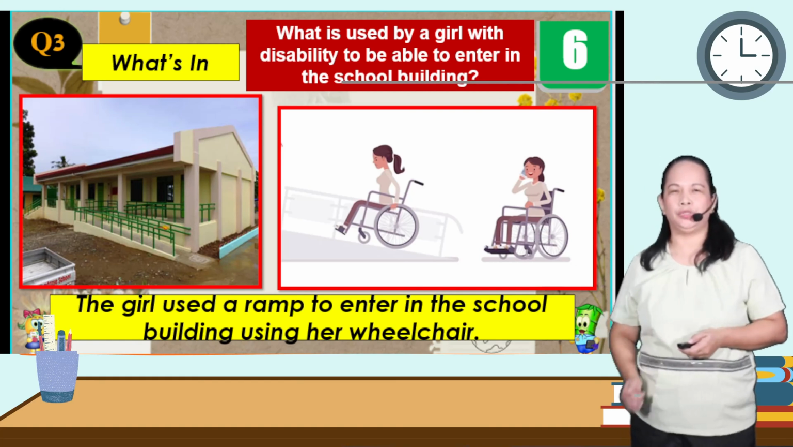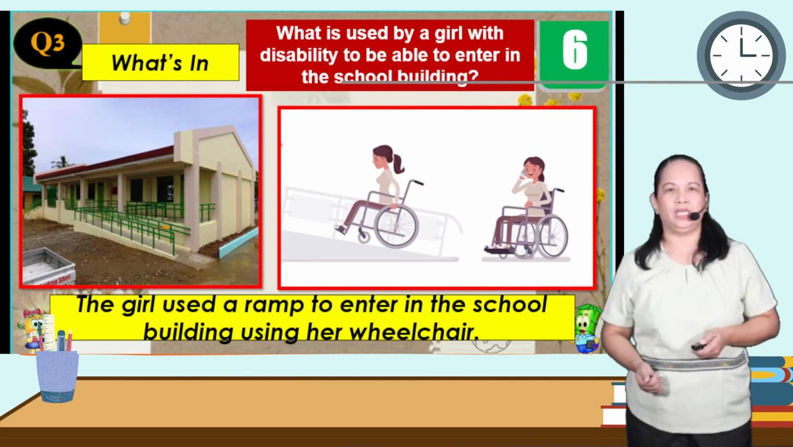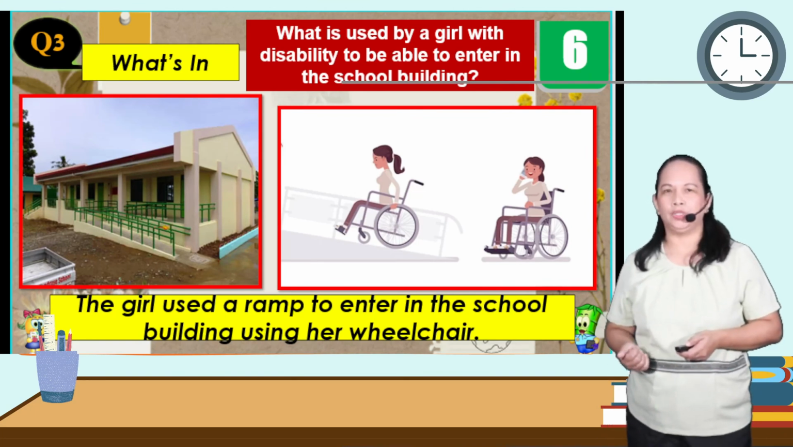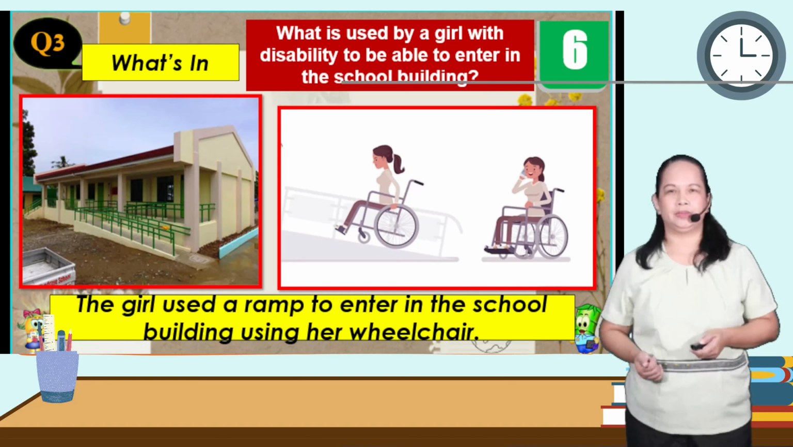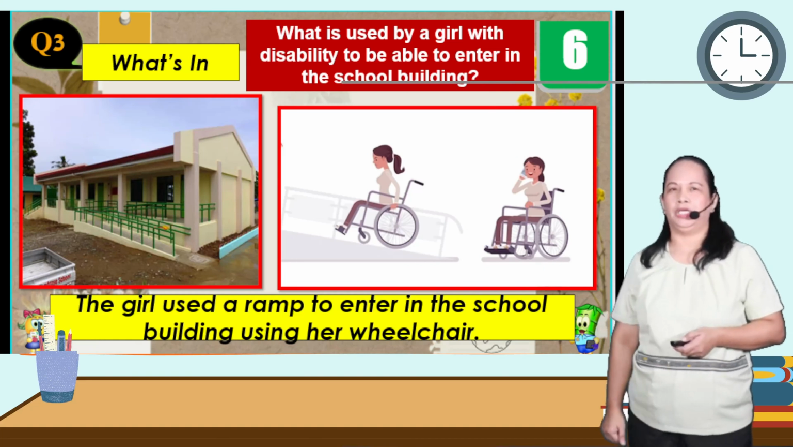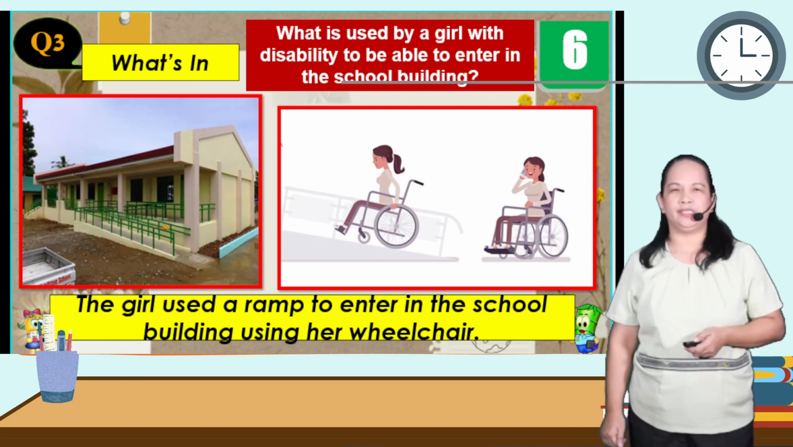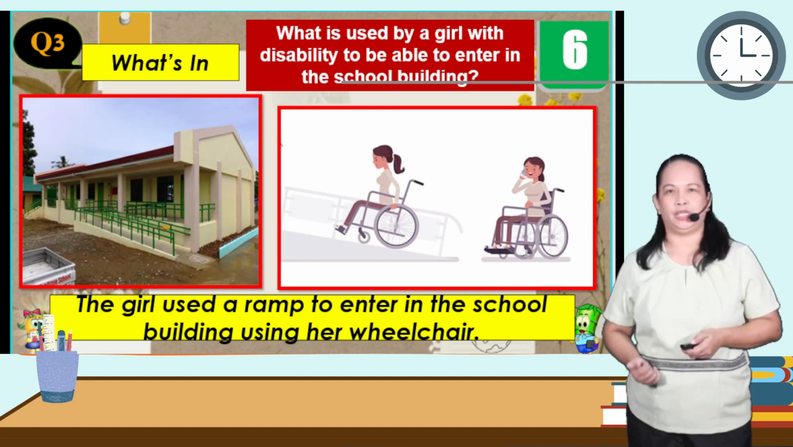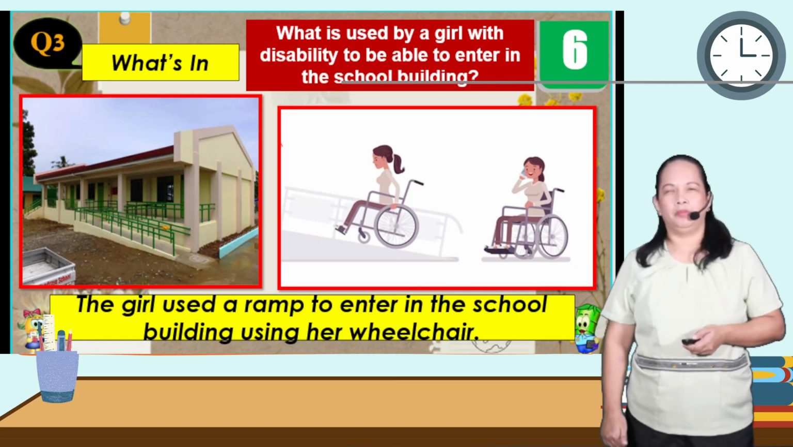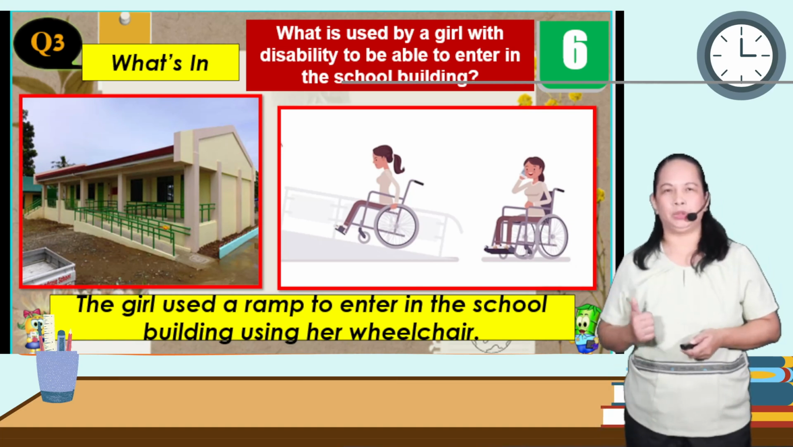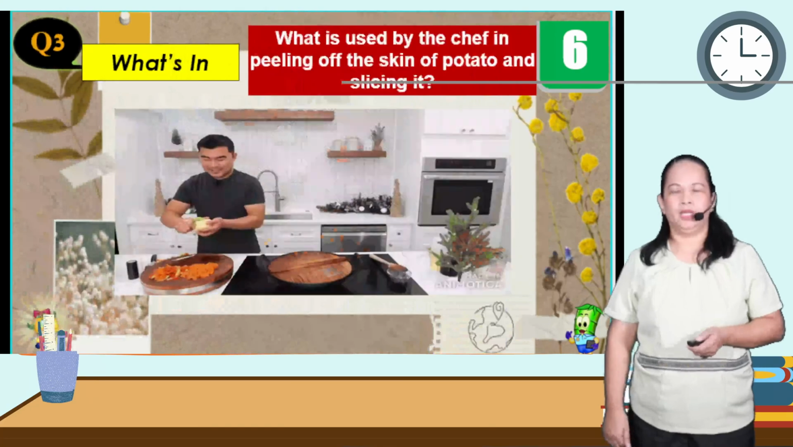Now, I have a question to you, grade 6 learners. What if you have seen a girl with disability in your school? What are you going to do? Yes, just comment your answer in the comment box. Yes, very good, grade 6 learners. I know that some of you will help the girl with disability by pushing the wheelchair to enter the building. These people have also the right to be educated. Okay, next picture.